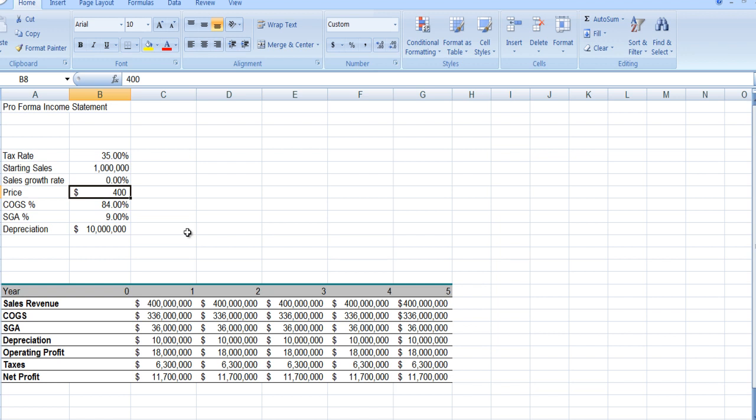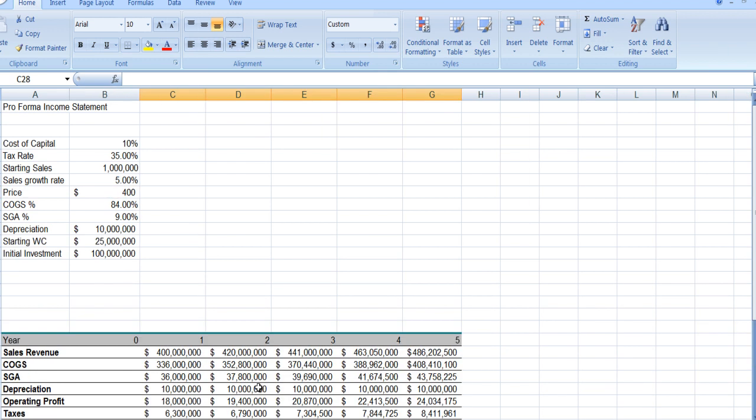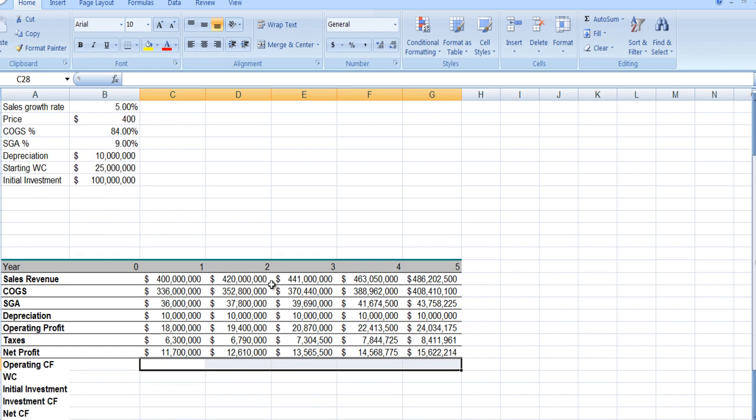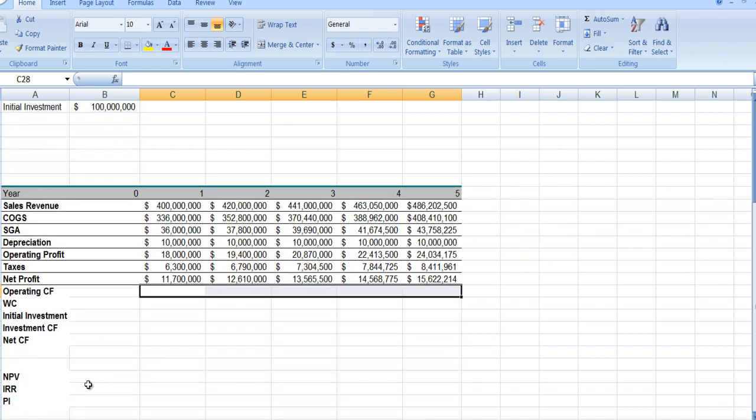What we'd like to do is modify this so that we can do some real analysis, some analysis in capital budgeting. That is, we'd like to be able to figure out, is the project any good? And we can use tools like NPV, net present value, internal rate of return, IRR, and also the profitability index to determine that. So we want to do some calculations. We want to extend this spreadsheet.